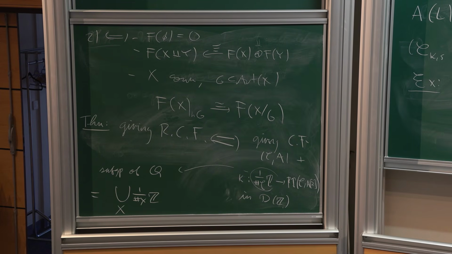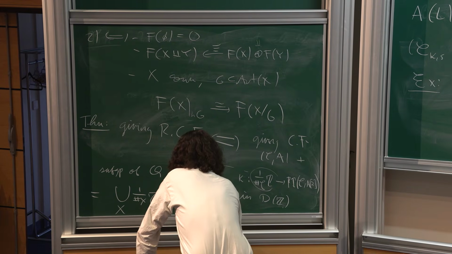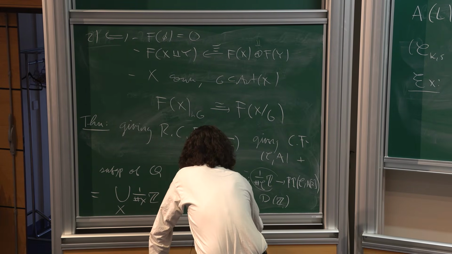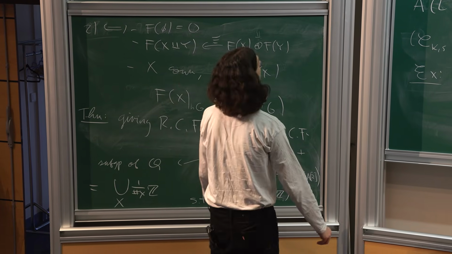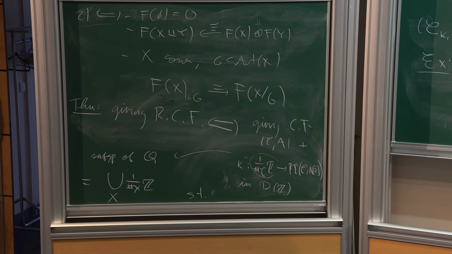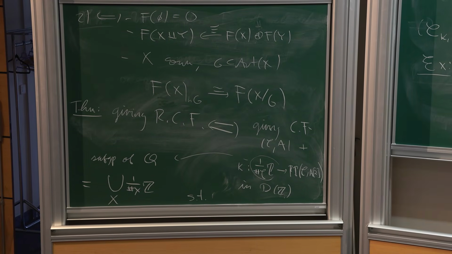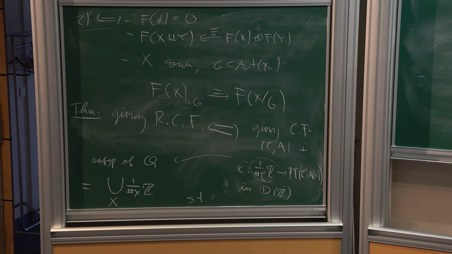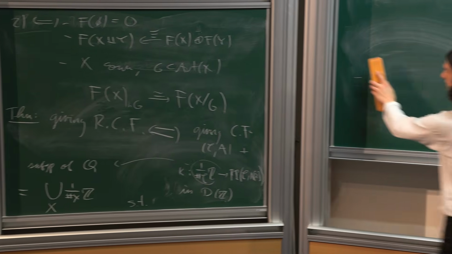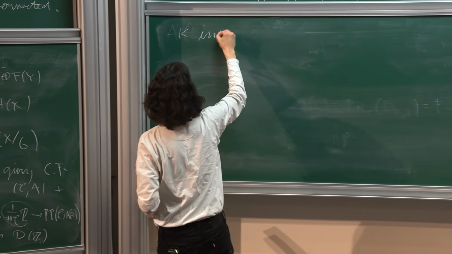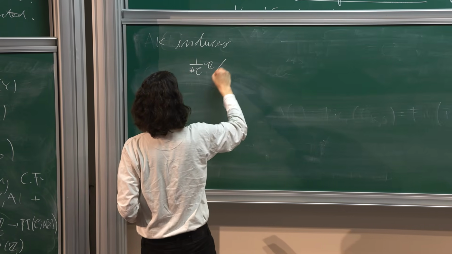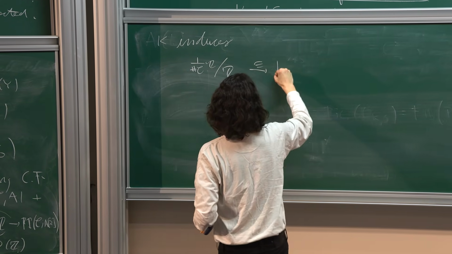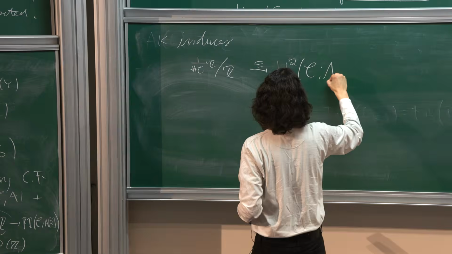And there are no conditions on the map? Oh, thank you. Such that kappa induces an isomorphism, so 1 over C, Z mod Z is isomorphic to H2 C. Okay.